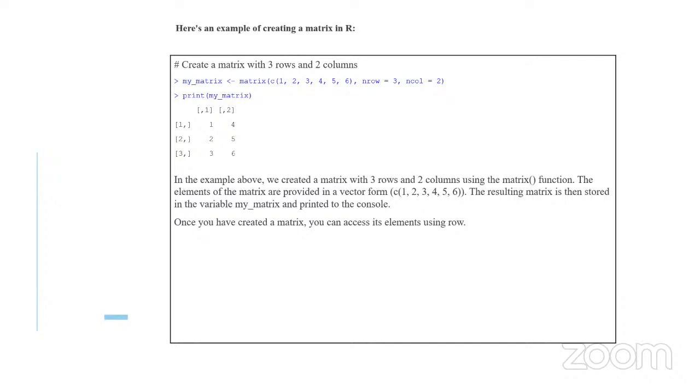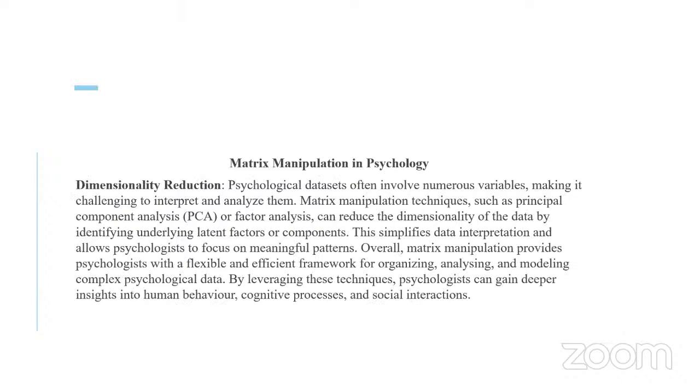So here you can find, print my matrix 1, 2, 3, 4, 5, 6. So 3 rows: 1, 2, 3 first, and then 4, 5, 6. So 2 columns. That is the matrix. Anything more? Oh, that is advanced.